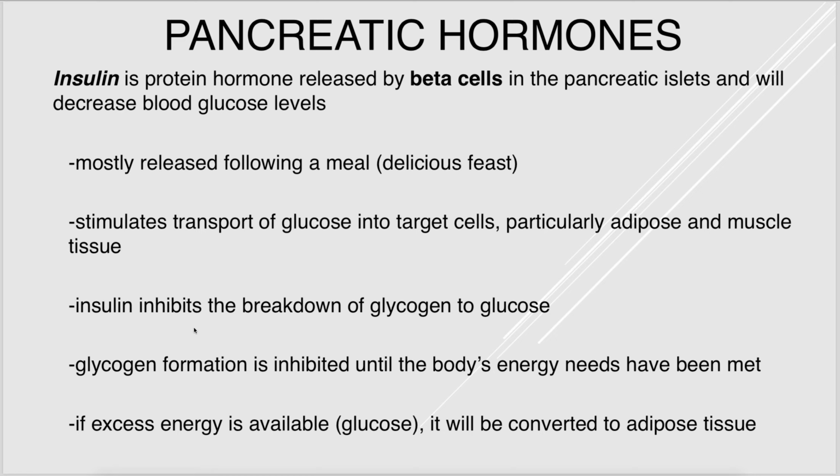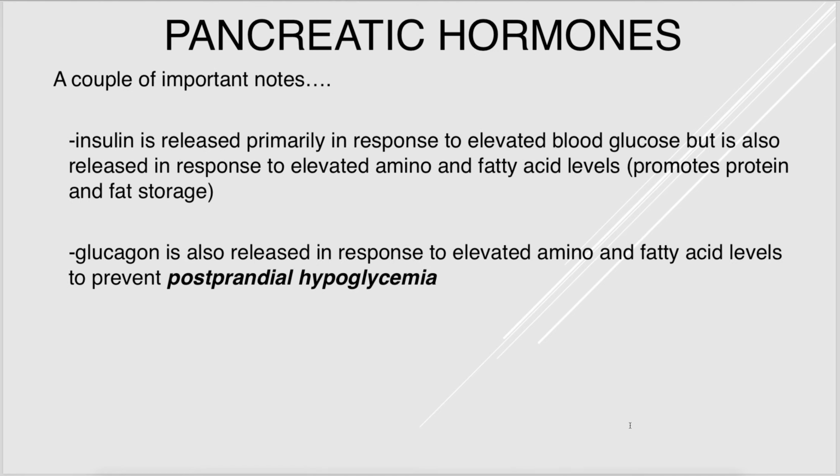Insulin inhibits the breakdown of glycogen to glucose, because if we did that, we would be raising blood glucose, and we don't want to do that. Formation of glycogen is inhibited until the body's energy needs have been met. So that makes sense. If too much energy is available, it will basically be converted to fat. So if you have glucose floating around that you don't need right away, you're going to put it in adipose tissue, and it's going to be converted to fat.